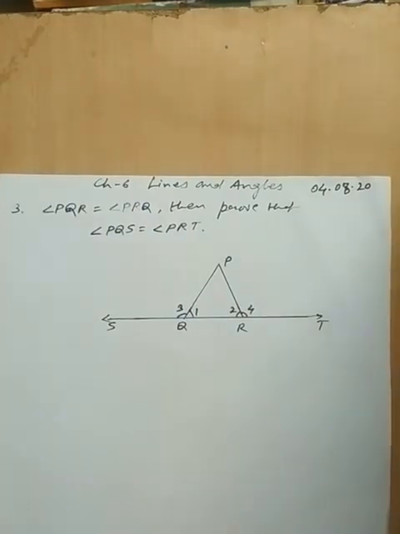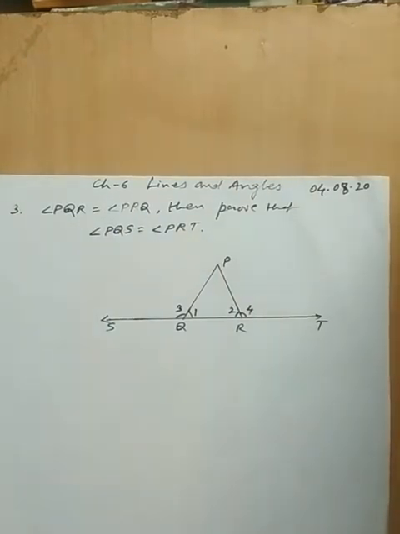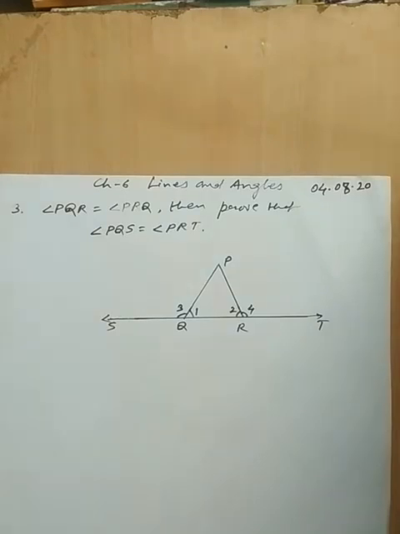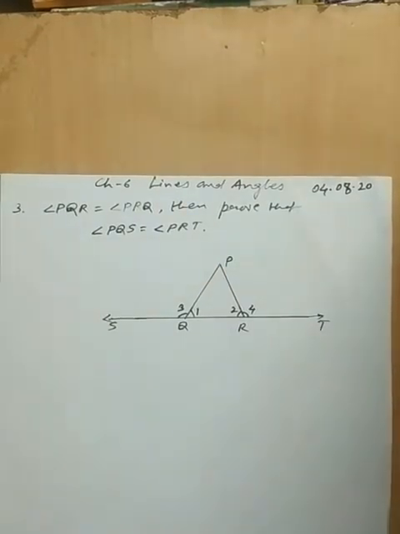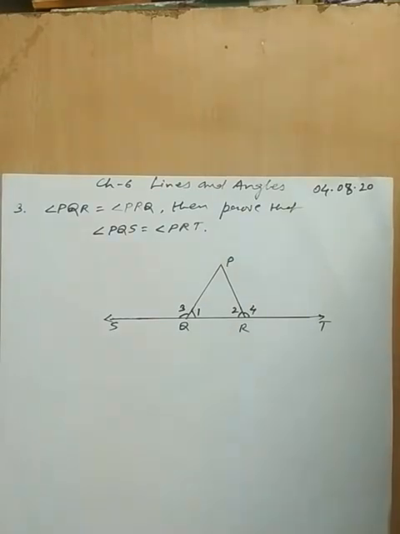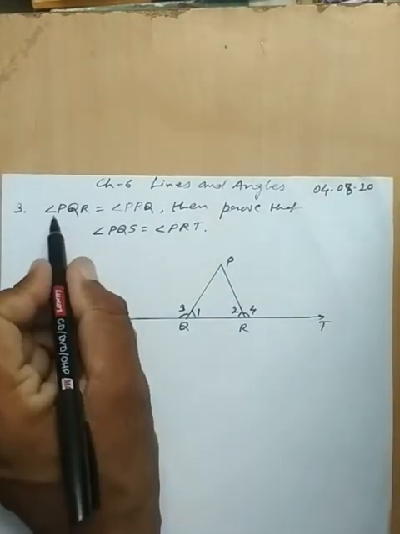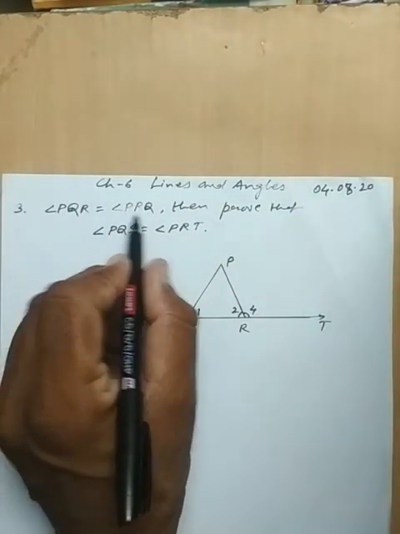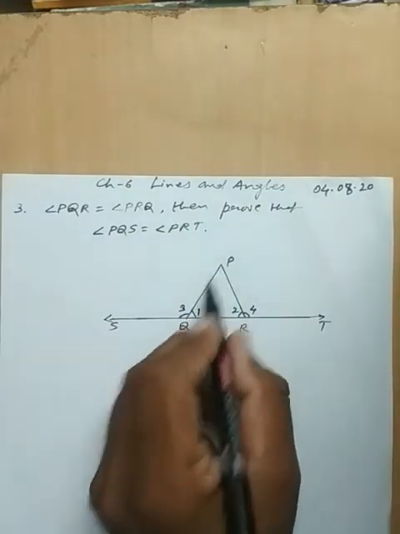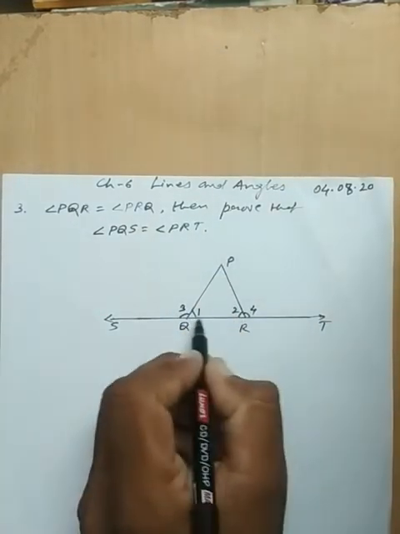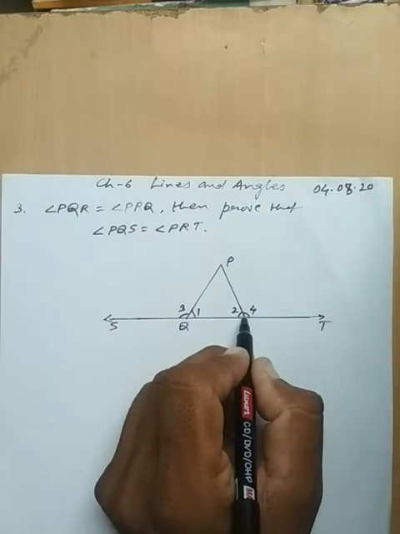Dear students, for class 9, our today's topic is Chapter 6, Lines and Angles. Our first question is question number 3 in Exercise 6.1. Here the question is: angle PQR is equal to angle PRQ in this figure. PQR and PRQ both are equal, that is, angles 1 and 2 are equal.